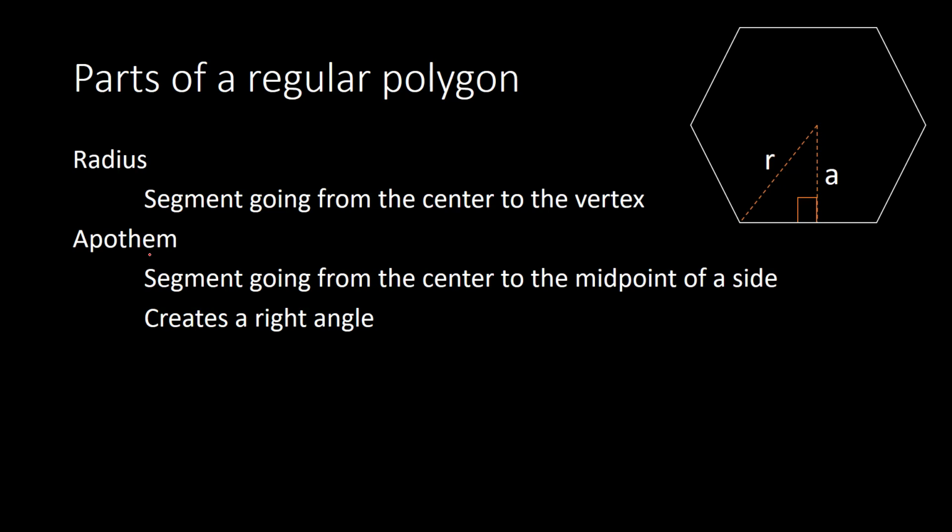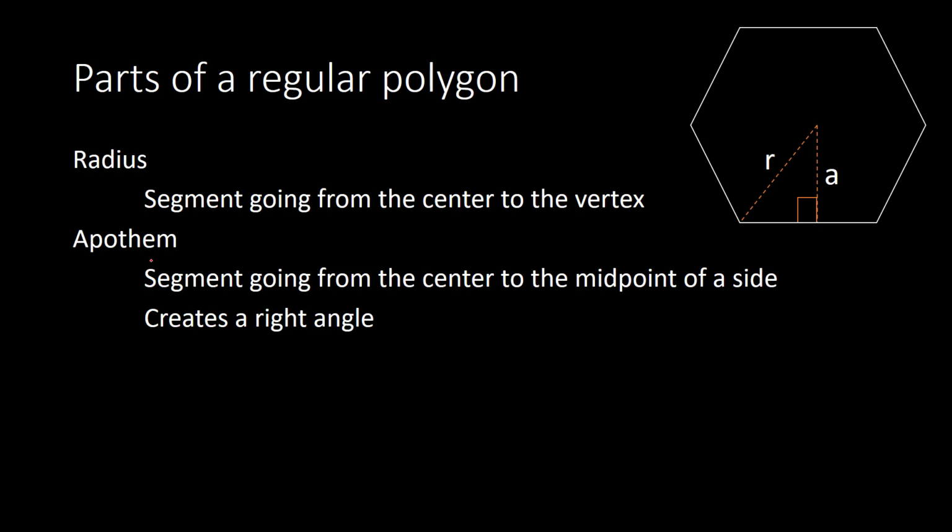The first is what we call the radius. The radius goes from the center to a vertex. So from right here, the center to this vertex would be a radius. And it could be to any vertex, doesn't have to be this one, but any segment going from the center to a vertex would be a radius.